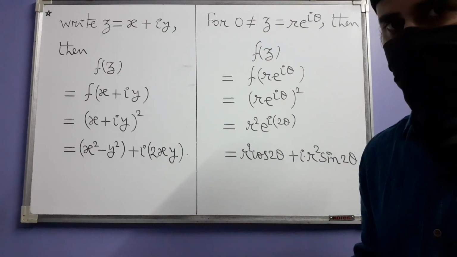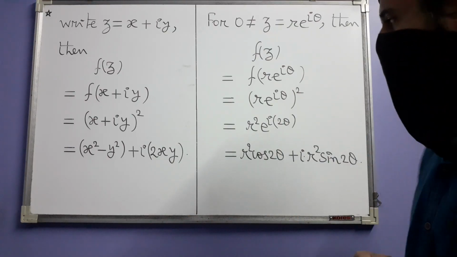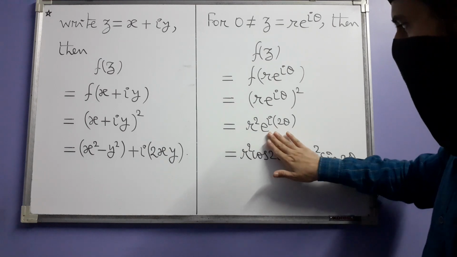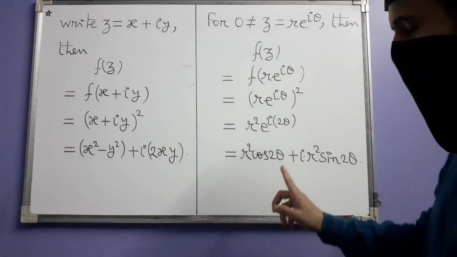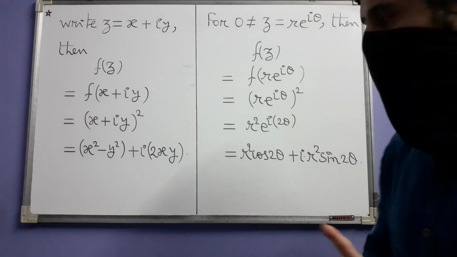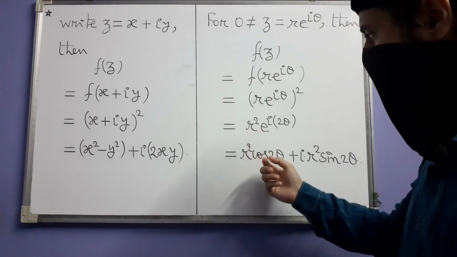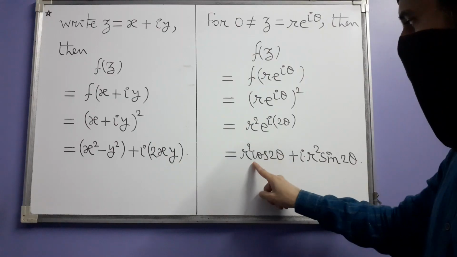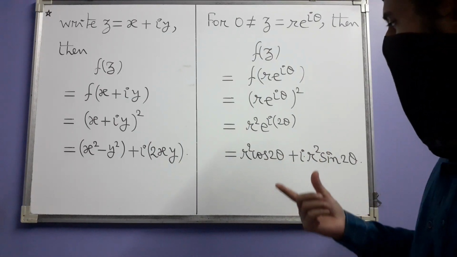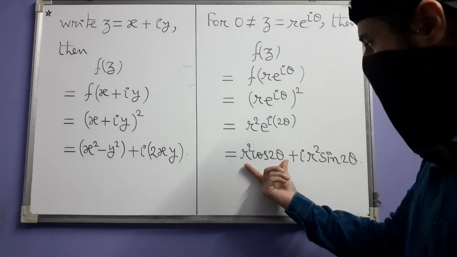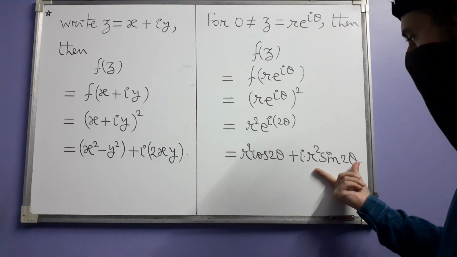You remember de Moivre's law, that thing. So then you write what this thing is. Cosine of 2 theta plus i times sine of 2 theta. Multiply that by r square and you get this. r square cos 2 theta plus i times r square sine 2 theta. So u of r comma theta is this and v of r comma theta is this.